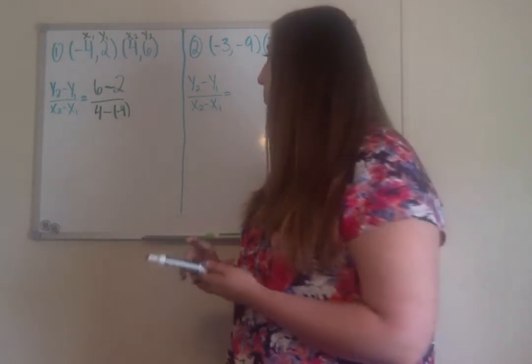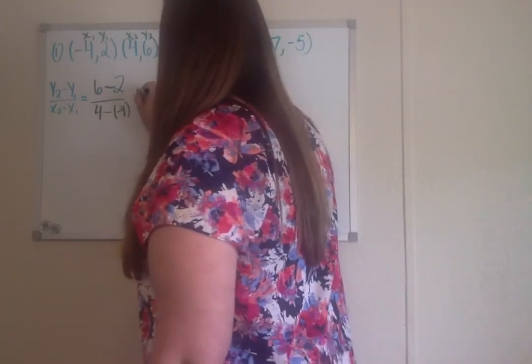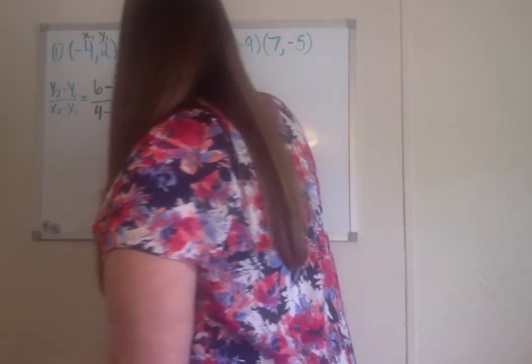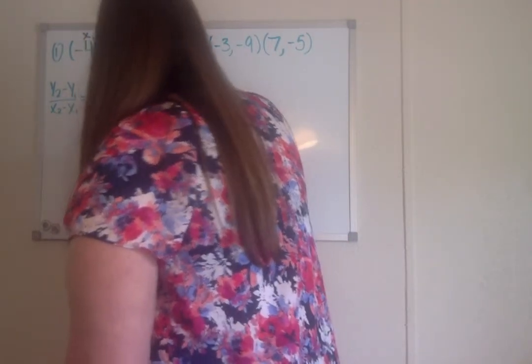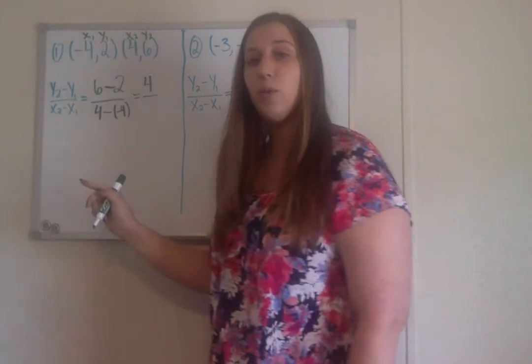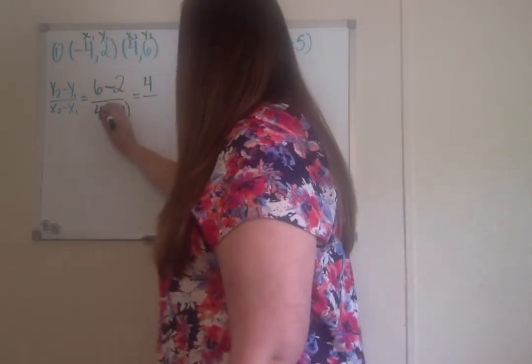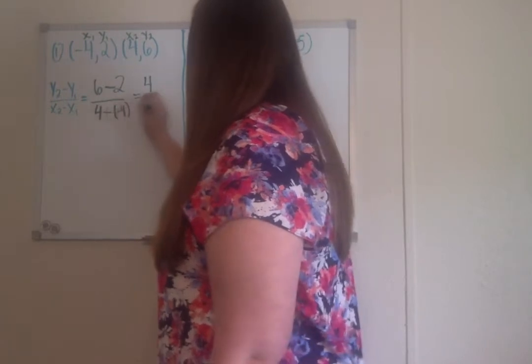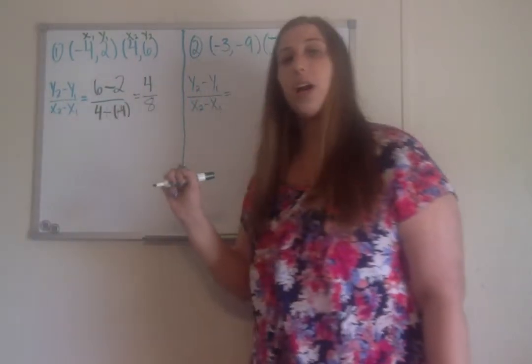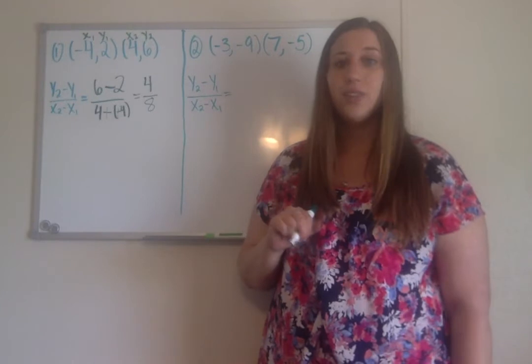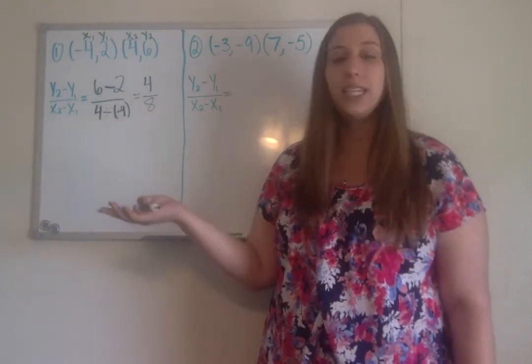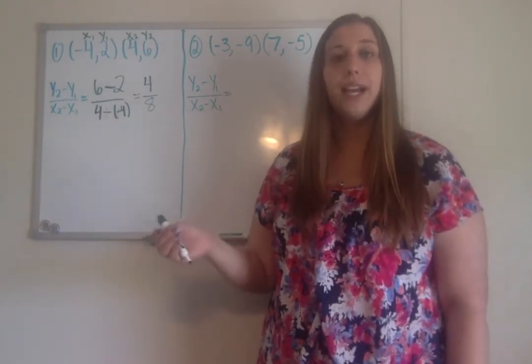Now that everything's plugged in, we just have to solve. We know that 6 minus 2 is 4. And then on the bottom, remember when we have 2 negatives, we can use keep, change, flip. So this actually becomes 4 plus 4. So we end up with 4 over 8. So 4 over 8 is the answer, but that is not our final answer.